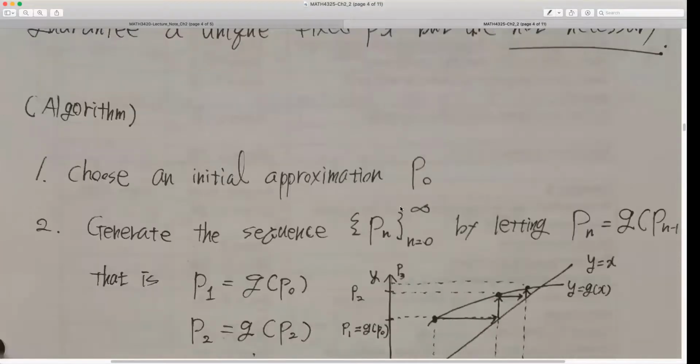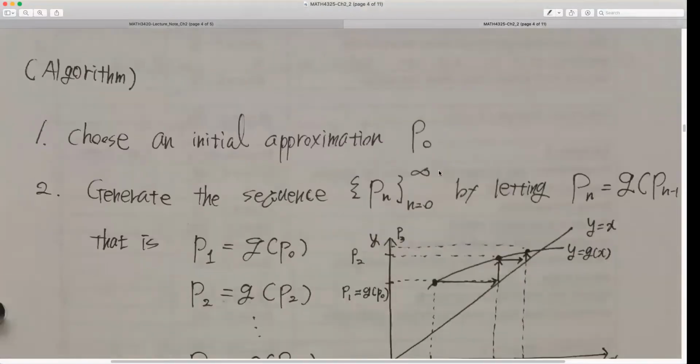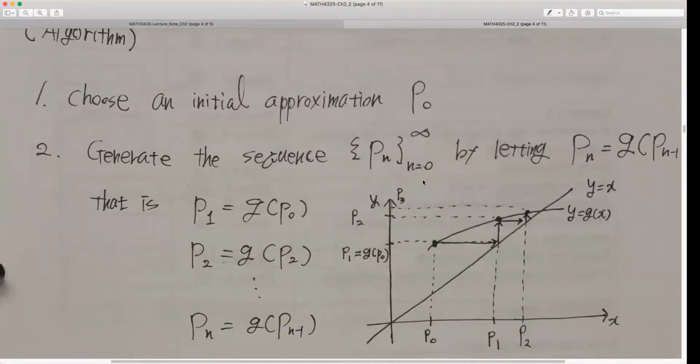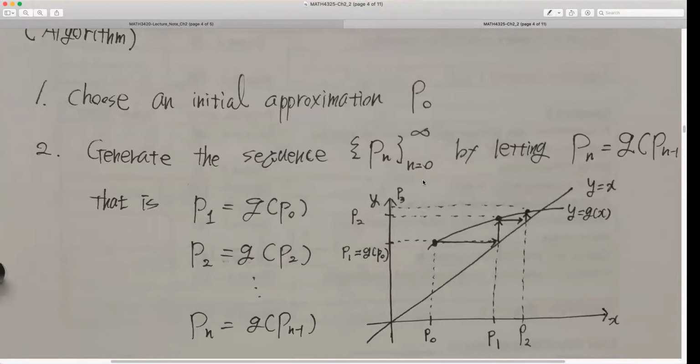Okay, so here's the algorithm: fixed point iteration. What are you going to do? Now, you need to fully understand the algorithm before you write code. Okay, so keep in mind this. First, we choose an initial approximation p0.